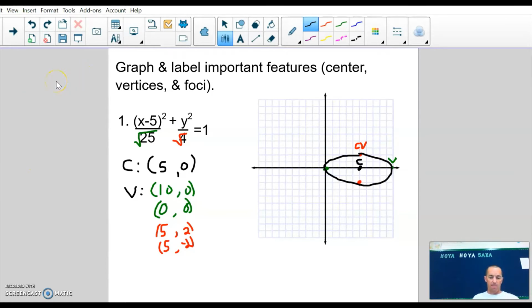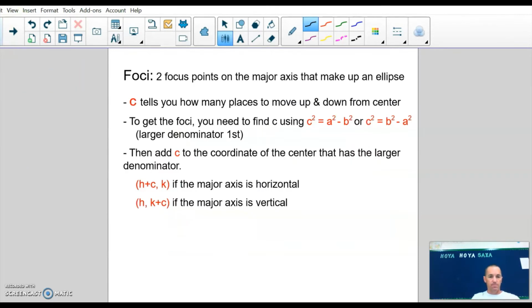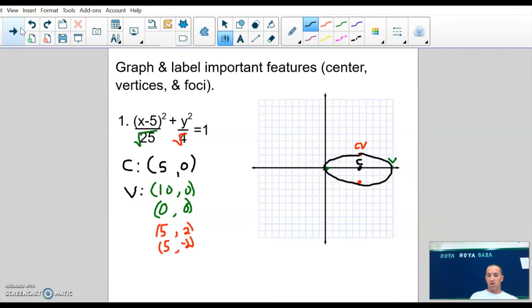Now we get to go do the focal points. Let's back up and talk about them. A focal point is a calculated value. C tells you how many places to move up and down from the center. Now it could be left or right. This is going to be along the major axis, the longer axis. So we may not be going up and down, we might be going left or right, depending on which one our major axis is. Our longer one is here, so we're going to move left to right from the center.